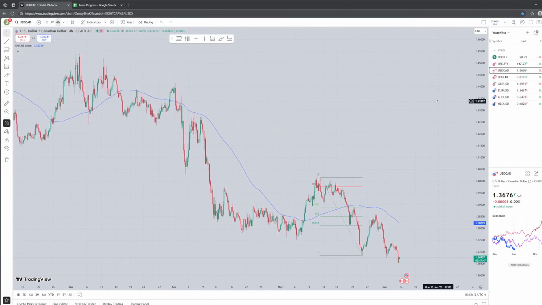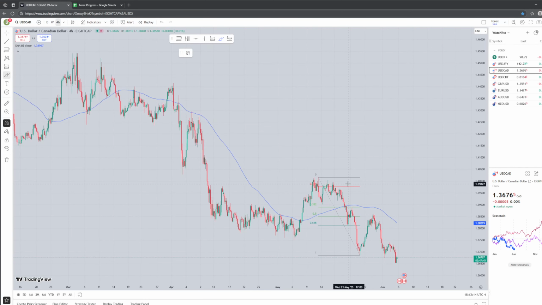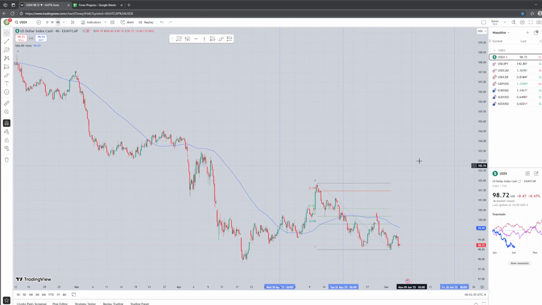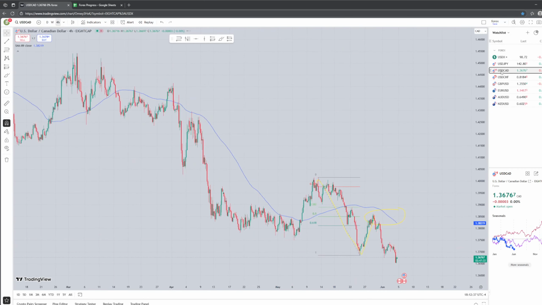Okay, USD Canadian dollar, loonie. So here we have a nice down leg. The market retraced about the 50% zone here, but I didn't enter any trade here because I wasn't sure back then. It wasn't clear what the trend of the USD index chart was. Now we have a clear indication of the trend in the USD index chart, and we are ready to sell USD.